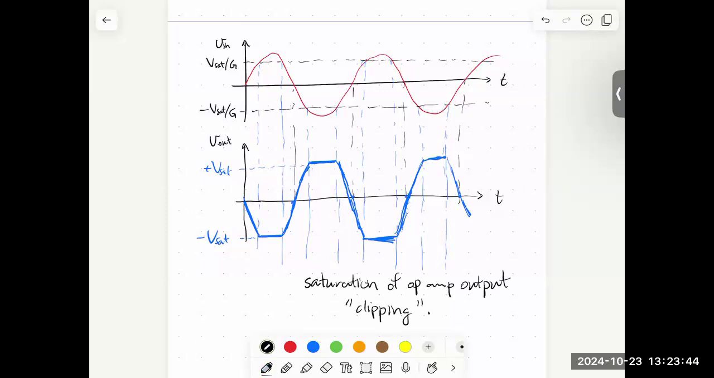Yep. Is the in-between section behind clipping still supposed to be sinusoidal? Yes, they are. So, maybe I didn't draw it great, but this is supposed to have the same sort of curvature as this. It's just inverted. Yeah, exactly.